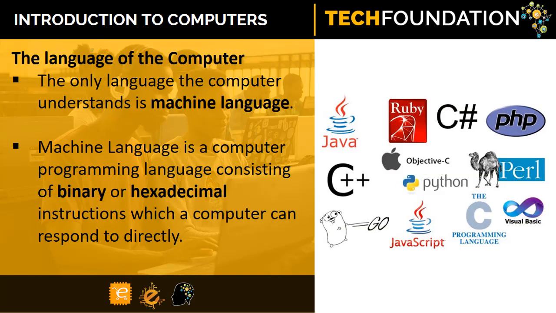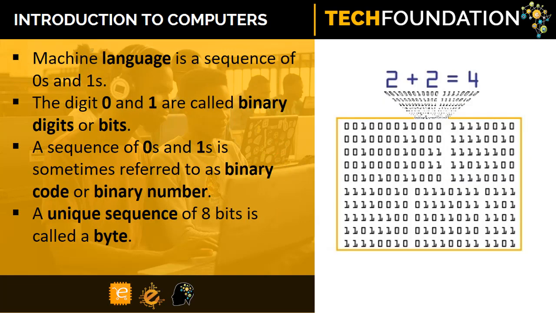The computer is very powerful. However, the only language the computer understands is machine language. Machine language is a computer programming language consisting of binary or hexadecimal instructions which a computer can respond to directly. Machine language is a sequence of zeros and ones. The digits 0 and 1 are called binary digits, or bits for short. A sequence of zeros and ones is sometimes referred to as a binary code or binary number.